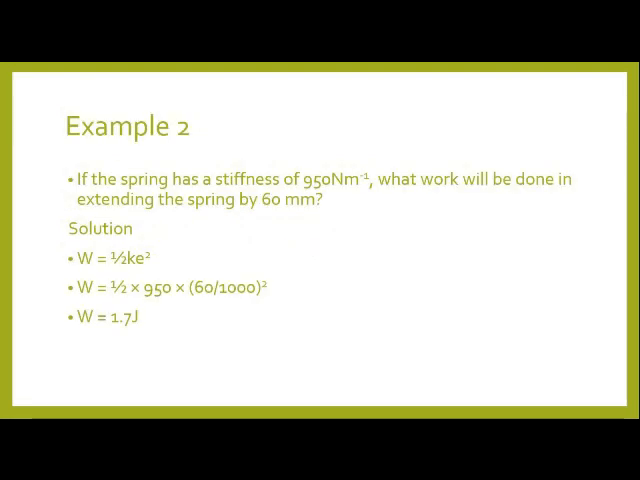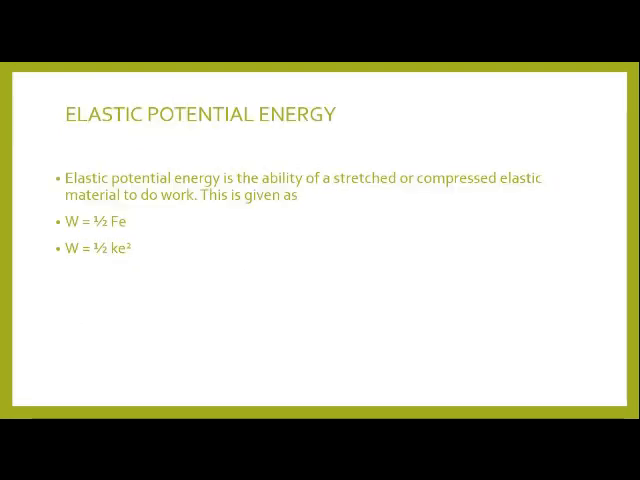Now let's look at example 2. If the spring has a stiffness of 950 Newton per meter, what work will be done in extending the spring by 60 millimeter? We say W equals half KE squared, and if you substitute our values, we have half times 950 times 60 over 1000 all squared. To solve this with your calculator, you have it to be 1.7 joule.